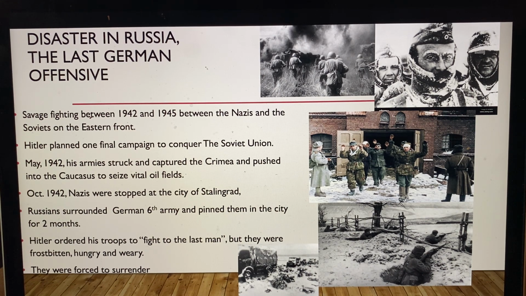Hitler ordered his troops to fight to the last man, but they were frostbitten. They didn't have winter clothes. They were hungry. They were weary. The Germans were practically in all of that, they were defeated, so they were forced to surrender. So Germany surrenders to the Russian offense. Germany surrenders to the Soviet Union under Stalin.